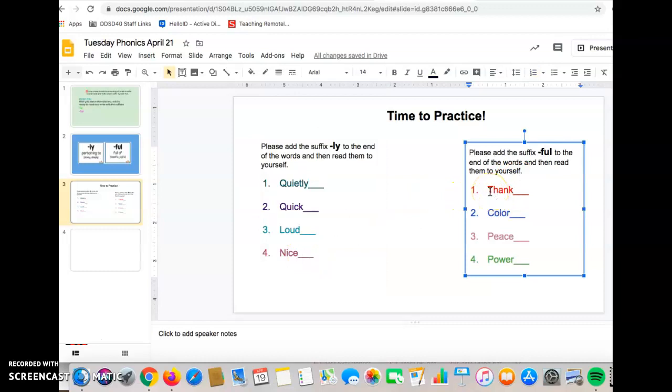Let's read these base words, my turn, your turn. Thank, color, peace, power. So then I come and I put my cursor there and I add the suffix full, thankful. And I do the rest of these, then I press the X and the blue turn-in button.